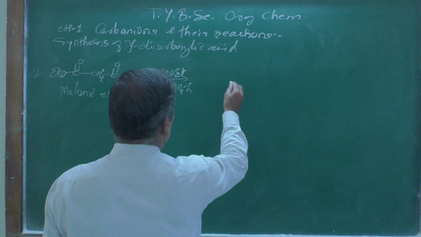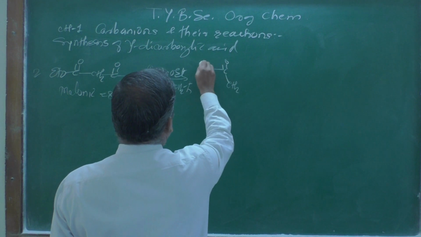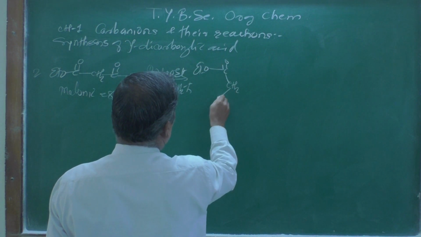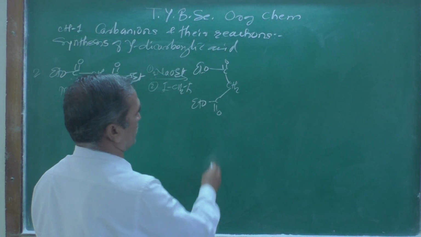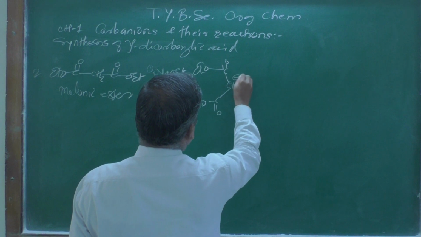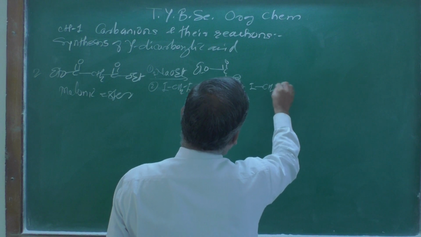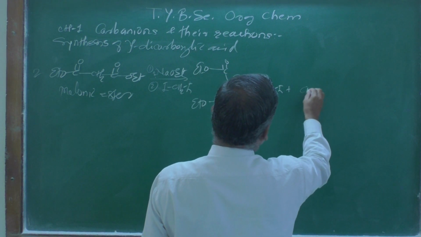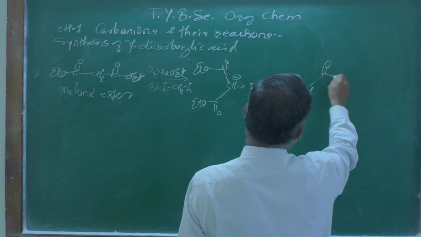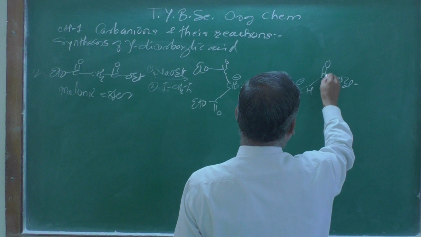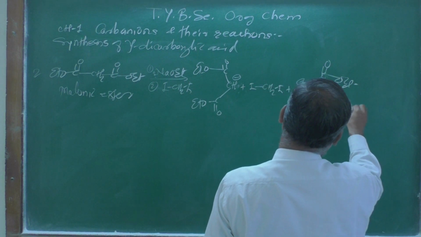ethoxide are used. Here I am writing CH2, then C double bond O Et, here C double bond O, then EtO. This is the structure I am writing. Sorry, here is a negative charge, then CH2 iodine, another one, and plus this CH with a negative charge, then C double bond O, then OEt, again this is a carbon atom, again here C double bond OEt.